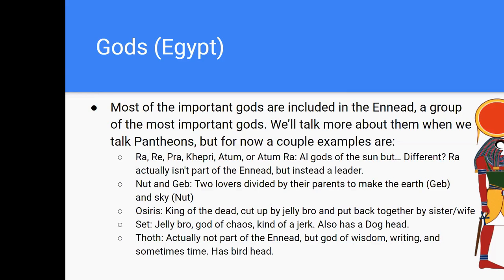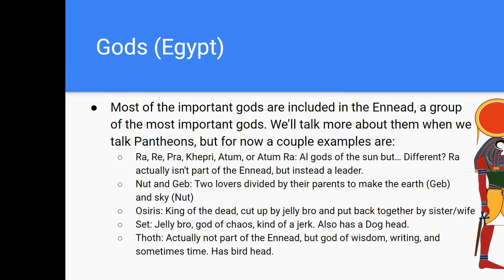You see, when the sun is rising, it's a beetle. That's Kefri. When the sun is going through the sky, it's Ra. And when the sun is setting, it's Atum, an old man. Sorry, I'm just trying to get in there. Interesting thing, Kefri is based off of a dung beetle, and it rolls the sun up the sky.